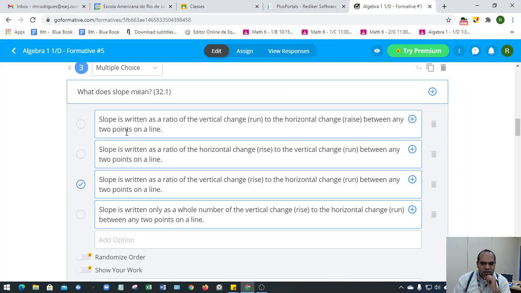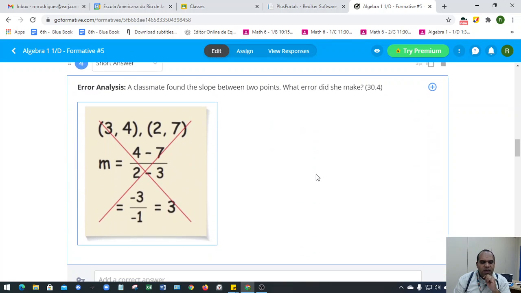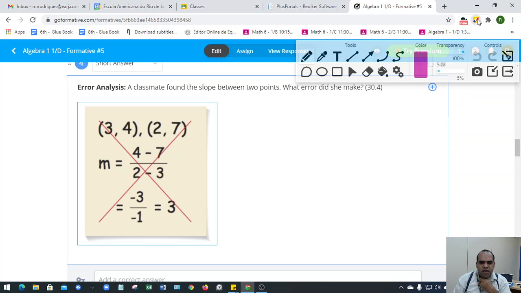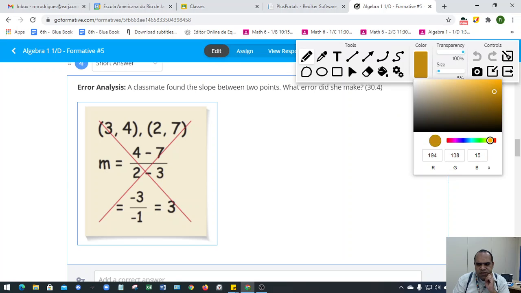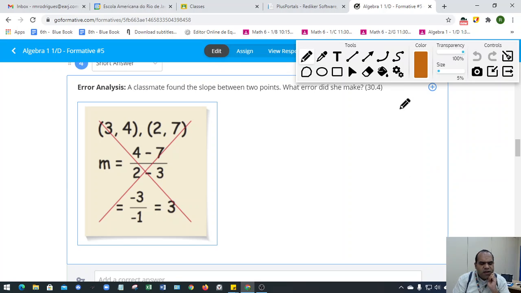We have number 4. Error analysis. A classmate found the slope between 2 points. What error did she make? Let's see here. I have my points here, 3 and 4. Let's change the color here, guys. I'll go a little bit orange right now. Great. Remember, just label it first. Here's my x1, my y1, my x2, my y2.